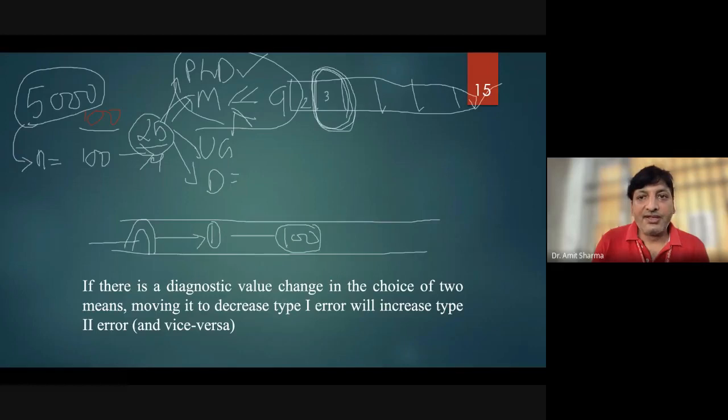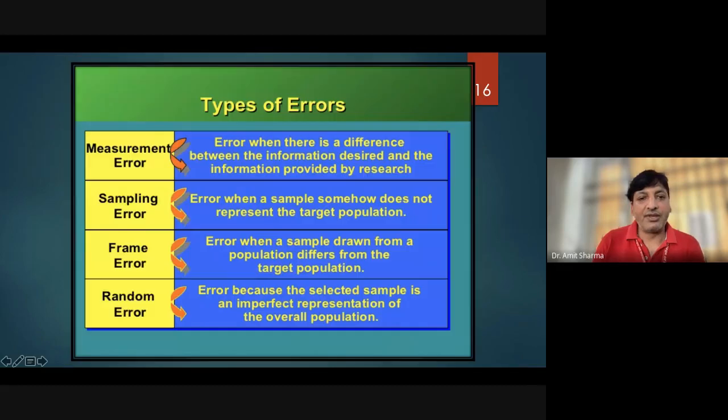So if sampling was not taken as per frame, then the error that has occurred is called frame error. That means this error we call frame error, when a sample is drawn from a population different from the target population. Clear? That means you have made a frame error.